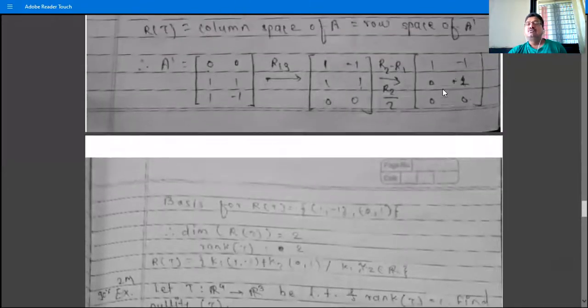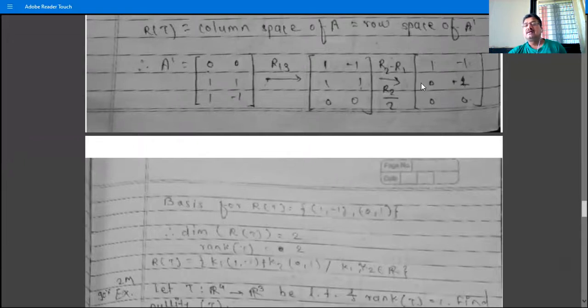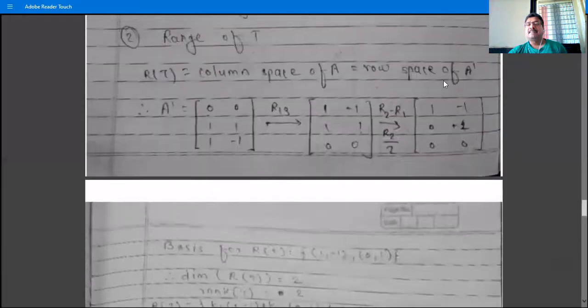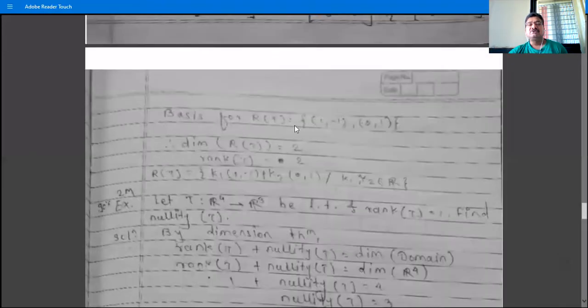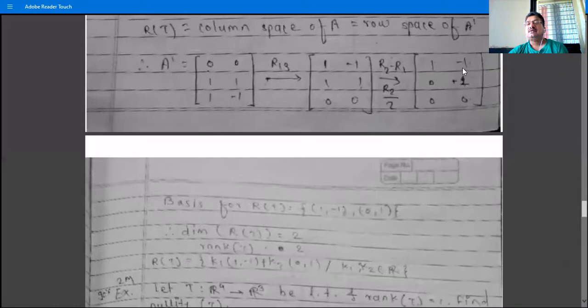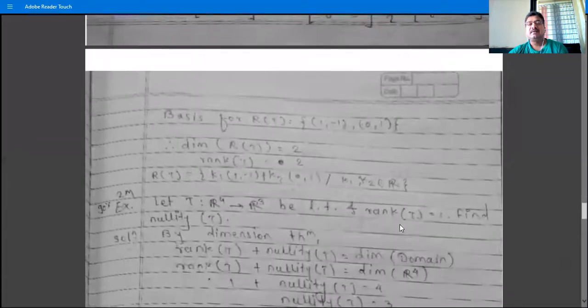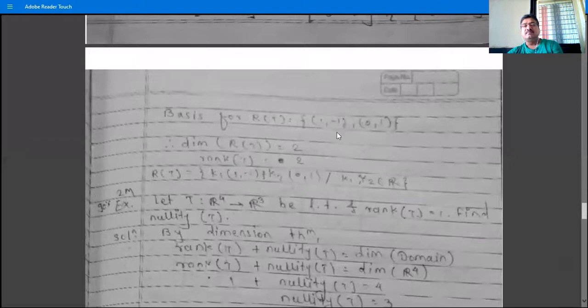And then there are two non-zero rows. Form the vector (1, minus 1) as the first vector, and the second vector is (0, 1). The set of these two vectors is the basis for the row space of A transpose, which means it is the basis for the column space of A, which means it is the basis of the range of T. So the basis of the range of T contains two vectors, and therefore the dimension of the range of T is 2, and therefore the rank of T is 2.